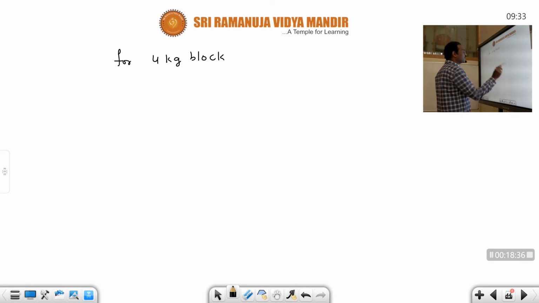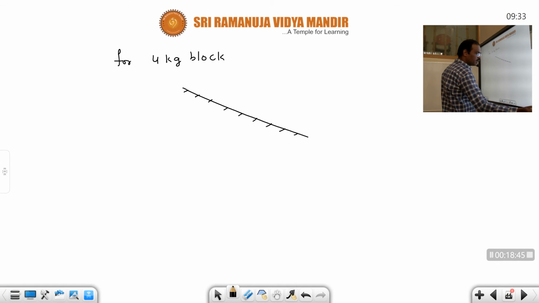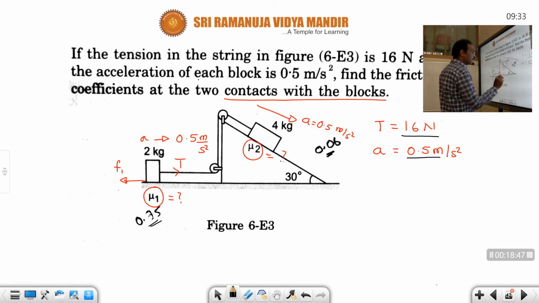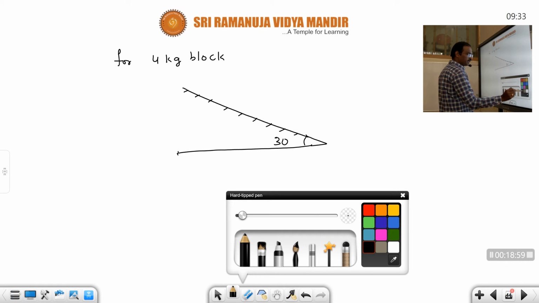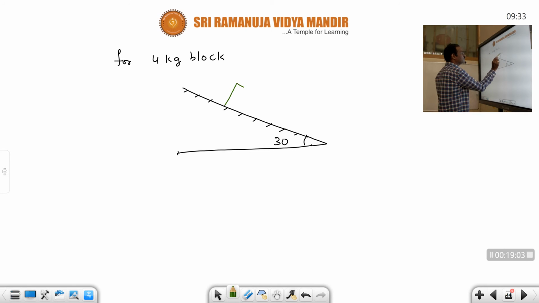Here this is an inclined plane, a frictional inclined plane. The angle of inclination is also given as how much? The angle of inclination is given as 30. This is the angle of inclination 30. See the block of 4 kg, you can consider this is the 4 kg block.